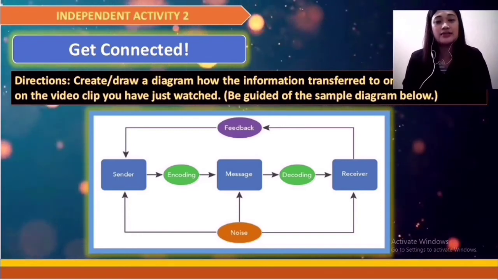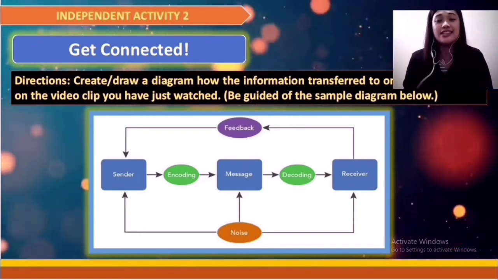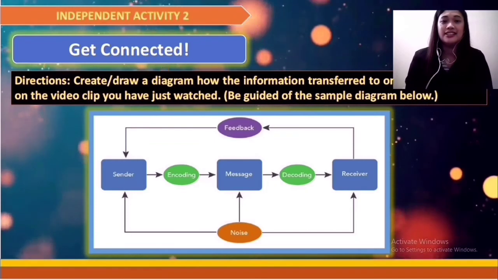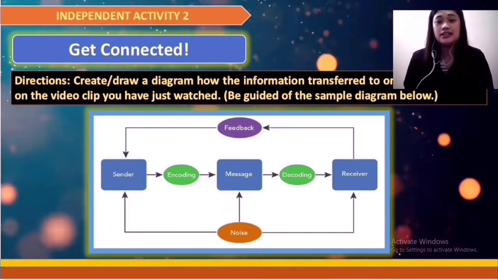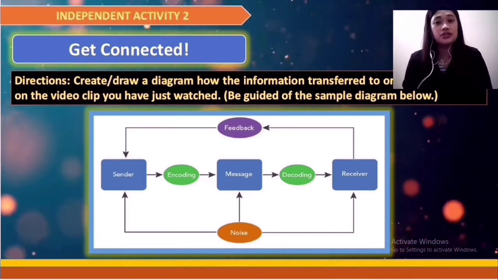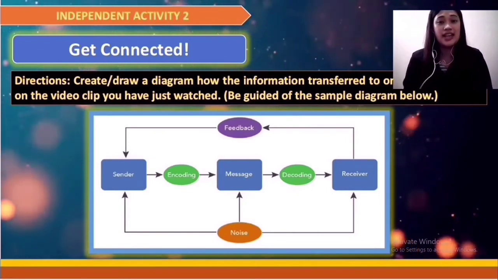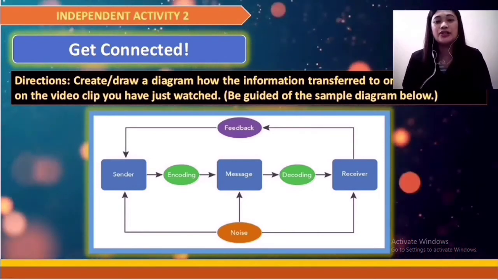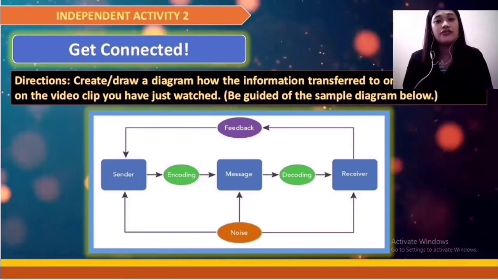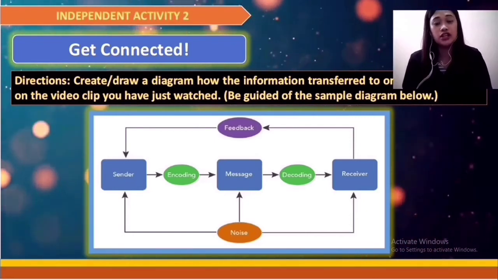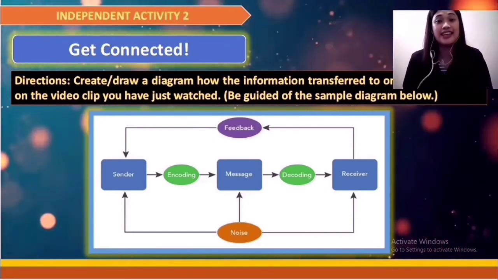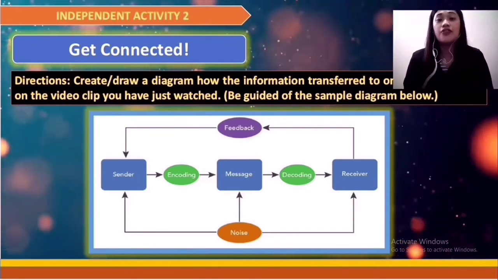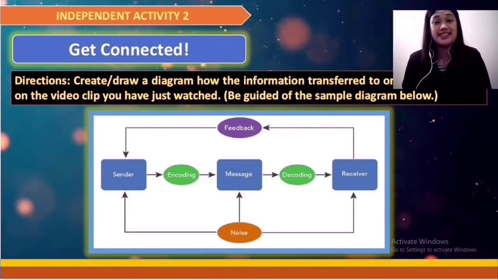So in this diagram, we can see that the message is inside the box in the middle. Then we have encoding, decoding, we have the sender, receiver, the noise, and feedback. So you're going to use this diagram in filling out what you have learned and what you have gathered about the elements of communication from the viewing material that you have seen and watched.